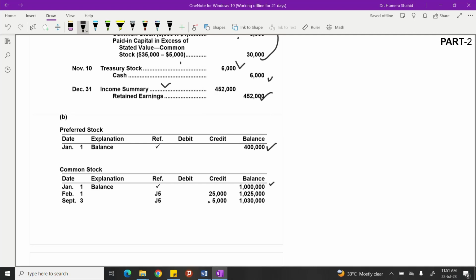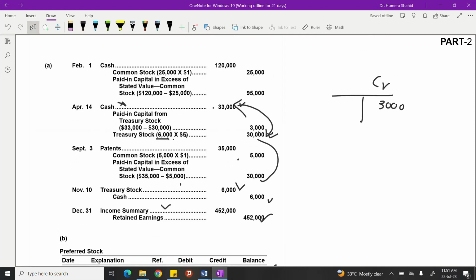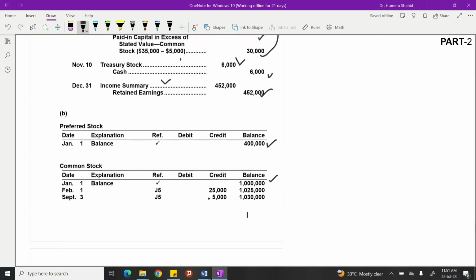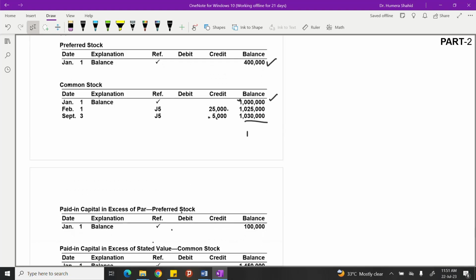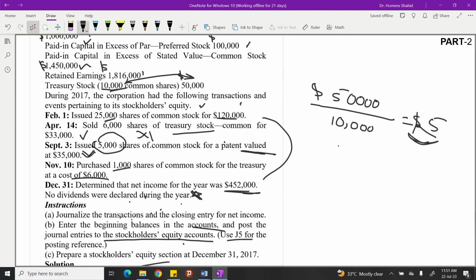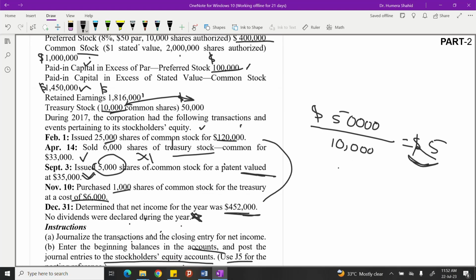Then comes common stock. Its opening balance is given in the question, 1 million. Then on February 1st you issued it, so the first journal entry credited common stock with 25,000. Then the September journal entry also credited it with 5,000. So firstly 25,000, so it becomes 1,025,000, then 5,000 more, so it becomes 1,030,000. Then I will also do the paid in capital in excess of par, preferred stock. There is no entry regarding preferred stock, but we have an opening balance. Can you see? 100,000. So put this balance.